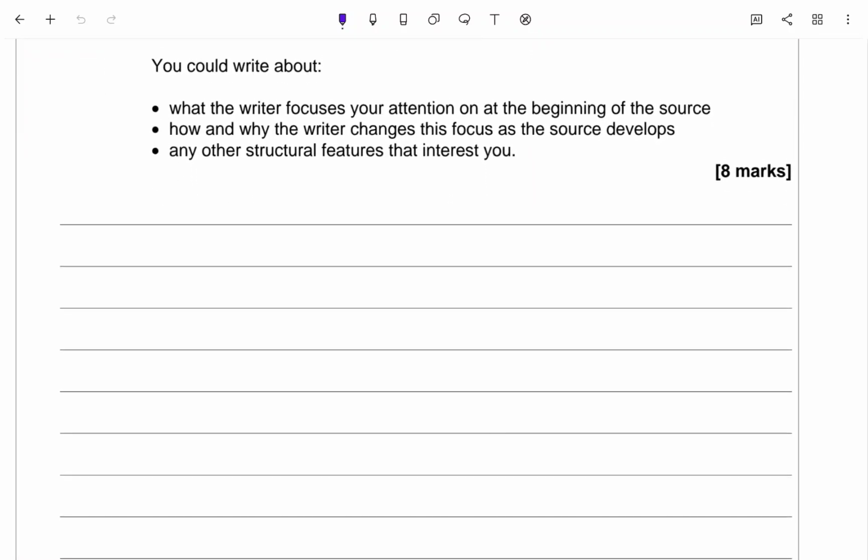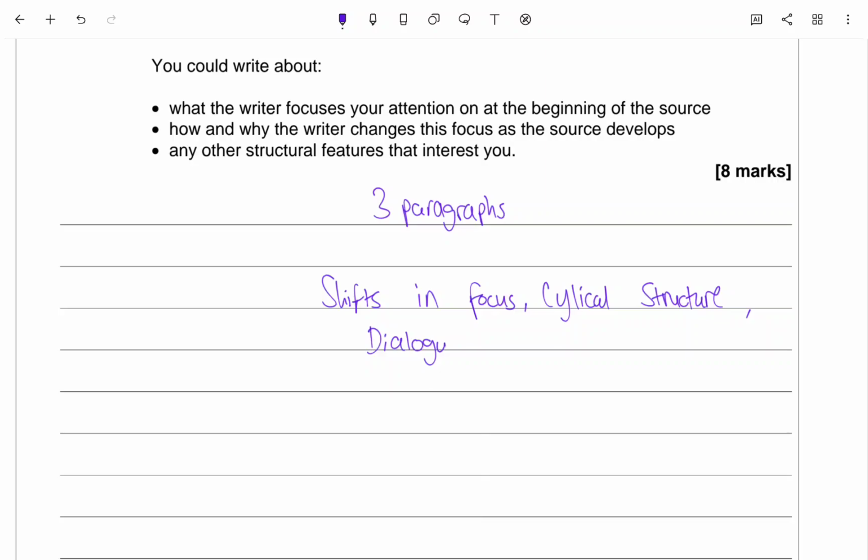So it's 8 marks. Again, you're looking to write 3 paragraphs, focusing on the beginning, middle, and end. Remember, because it's the whole source, you need to make sure you cover it in thorough detail, okay? So if we are looking at structure, remember, you can talk about shifts in focus. You can talk about cyclical structure. You can also talk about dialogue, because these are all to do with structure. Okay, so these are some things that you can talk about.